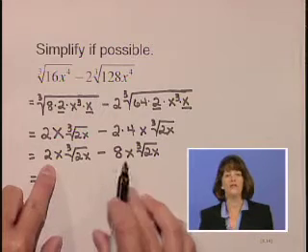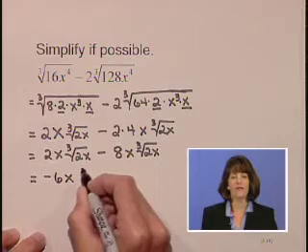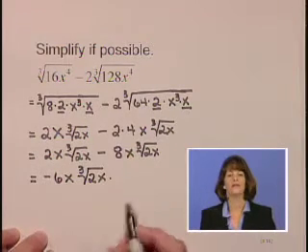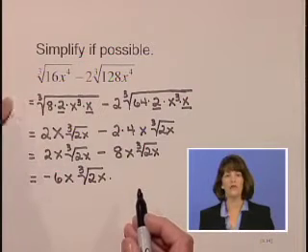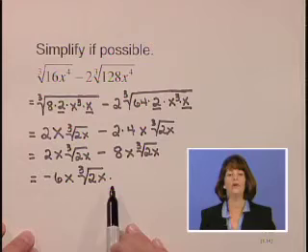Combining coefficients, 2 minus 8 is a negative 6 times x times the cubed root of 2x. So the simplified form for this expression is a negative 6x times the cubed root of 2x.